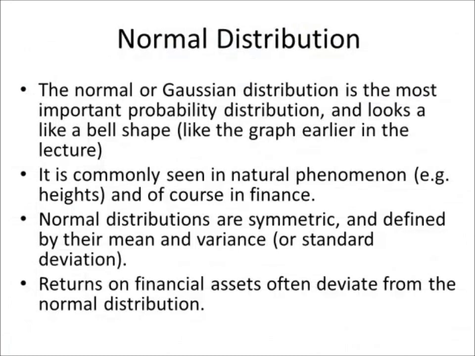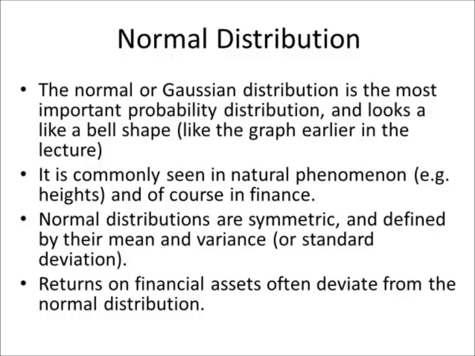The normal distribution. The next concept we will discuss is what is known as the normal distribution. We alluded to this earlier when we saw the chart of the standard deviation. A normal distribution, sometimes referred to as the Gaussian distribution, is the most important probability distribution and looks like a bell shape, much like in the earlier graph.